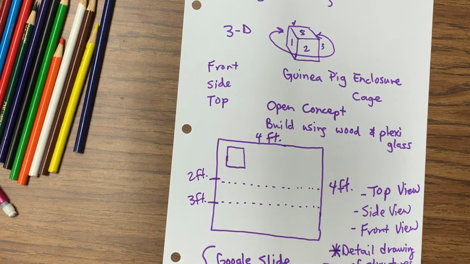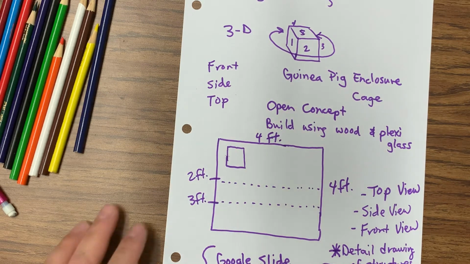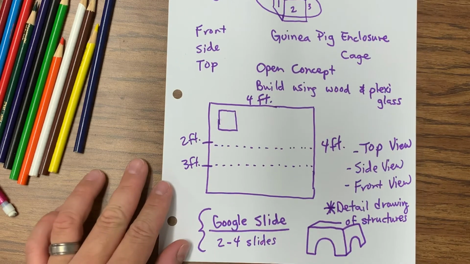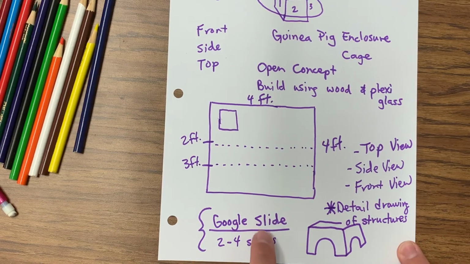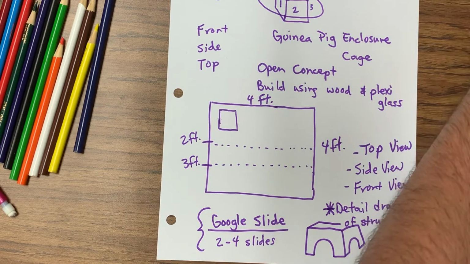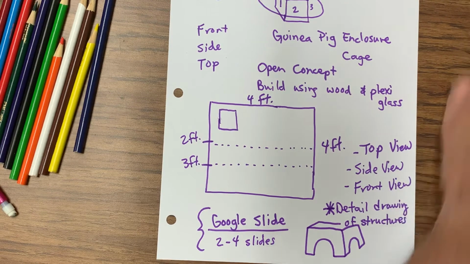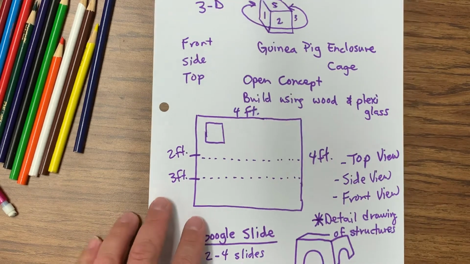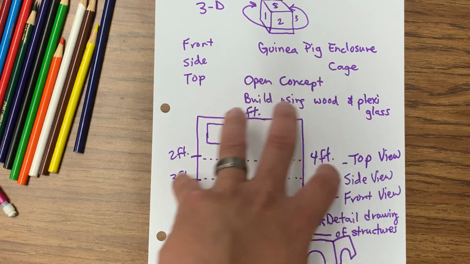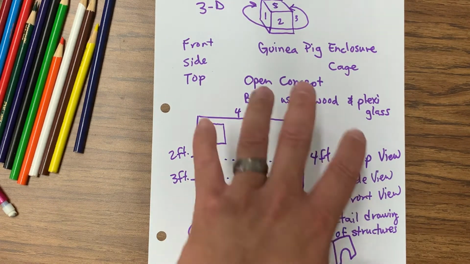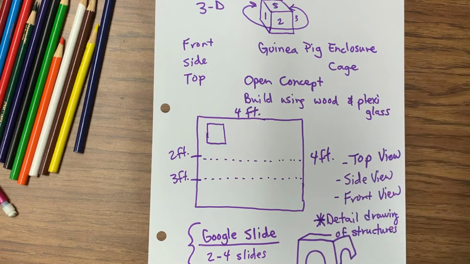I'm going to mute myself and start posting some of this information on Google Classroom. And like I said, your objective for today and next class is a Google slideshow of anywhere from 2 to 4 slides that shows some of these drawings all together for a concept, what your idea is, after doing some research on what an enclosure would look like.